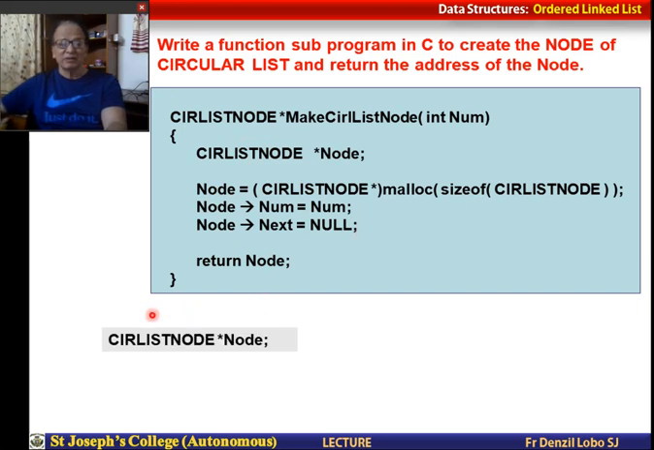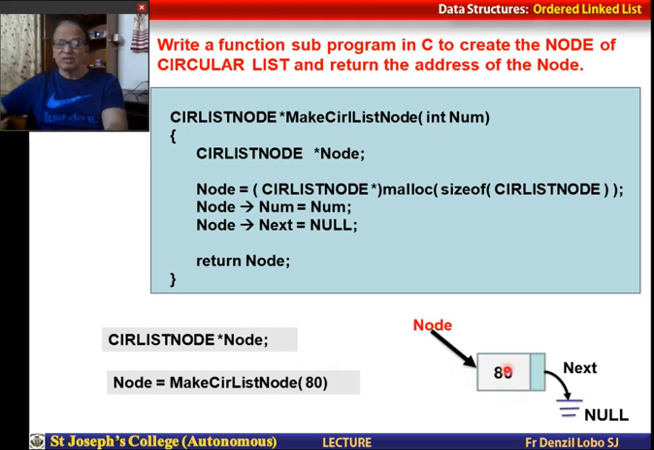For example, we are creating a node pointer, assigning 80, making use of this function: new node is equal to make circular list node. Now, as you see, this node contains 80 and it points to null. This is the function. And this variable node contains the address of this node. So that is what we are going to use when we insert a node into a circular list.